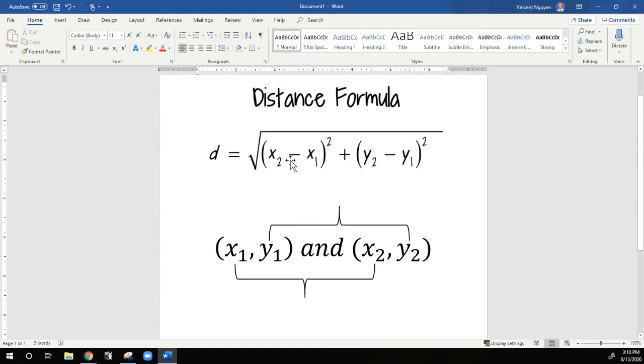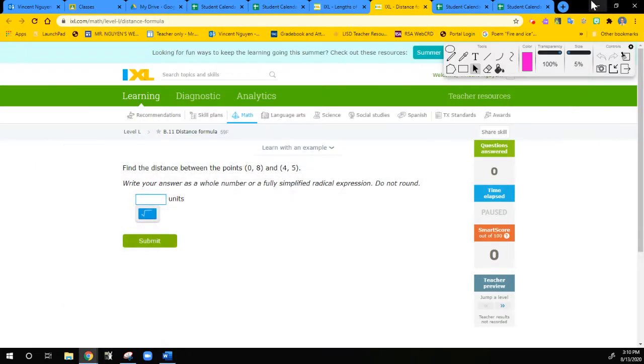To find the distance from x2 to x1, you just count how far they are apart, or you can use that formula x2 minus x1 to get the distance, right? And then same thing for y distance, y2 minus y1, okay? All right, let's get started.